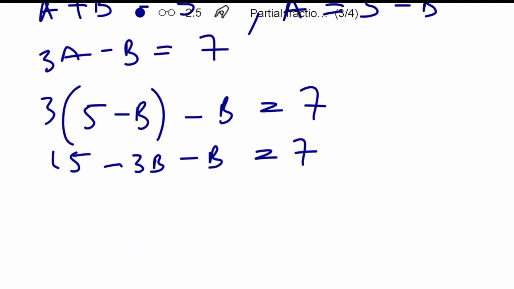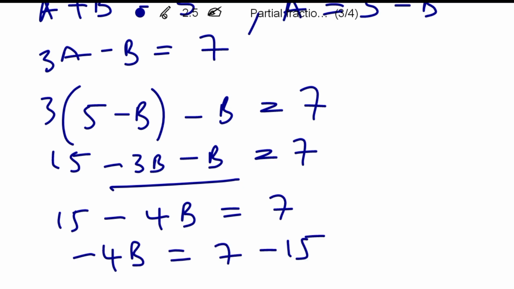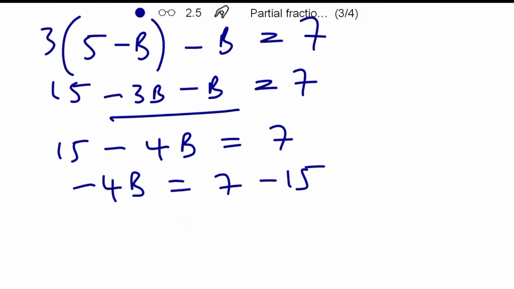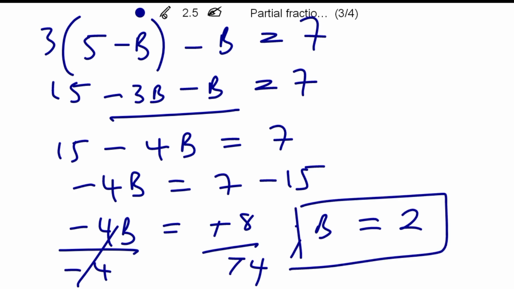So we end up having what? Minus 3b minus b is what? 15 minus 4b, right? That equals 7. So minus 4b equals 7 minus 15, if we take 15 to the other side. So we can say that minus 4b equals minus 8. Then divide both sides by negative 4. Therefore, b equals a value, negative cancels negative. 8 divided by 4 is 2. Definitely b is having a value of 2.